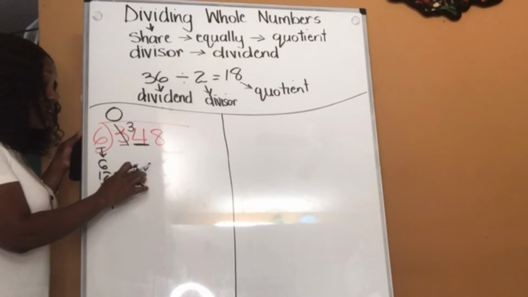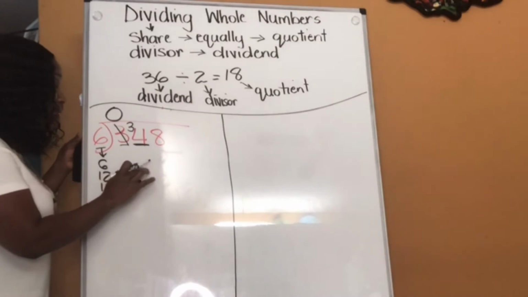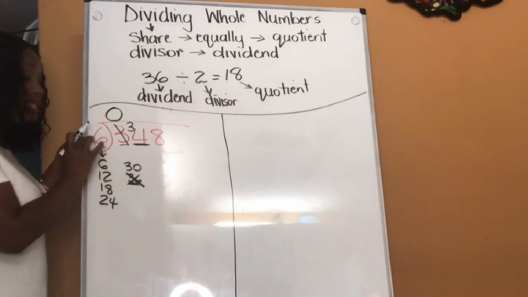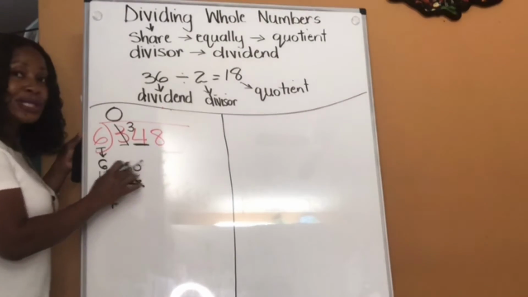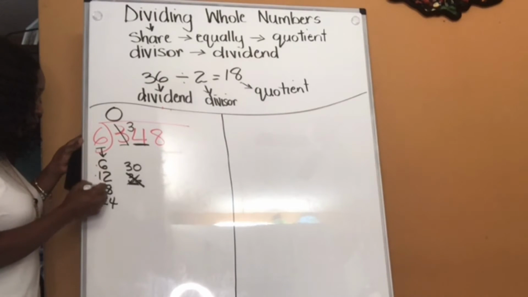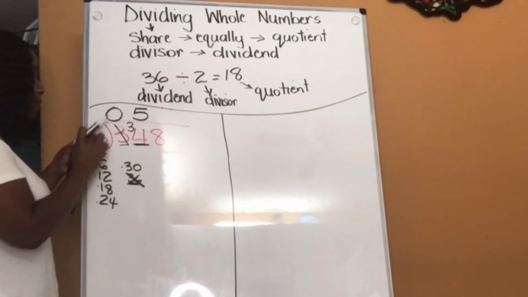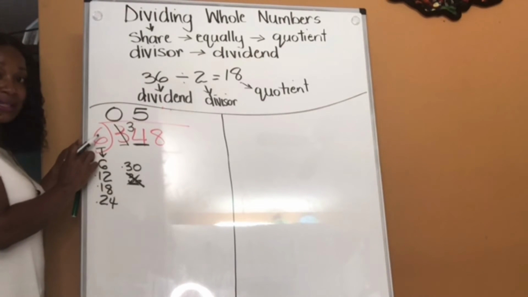But 30 is not 34, but it means that the closest number to 34 when I'm counting by 6 is 30. So what am I going to do? I'm going to count 1, 2, 3, 4, 5. It means that I got 5 sets of 6.